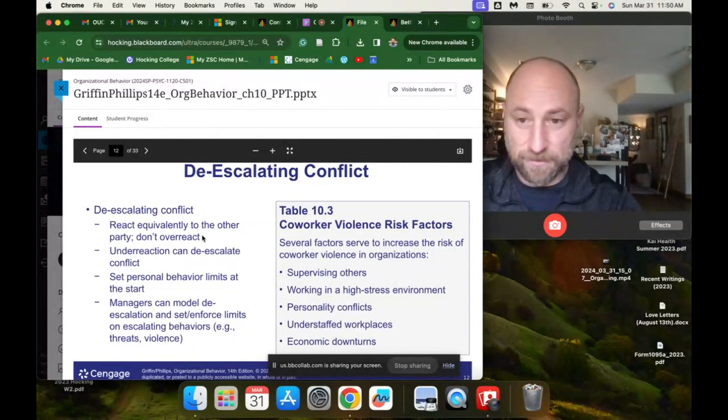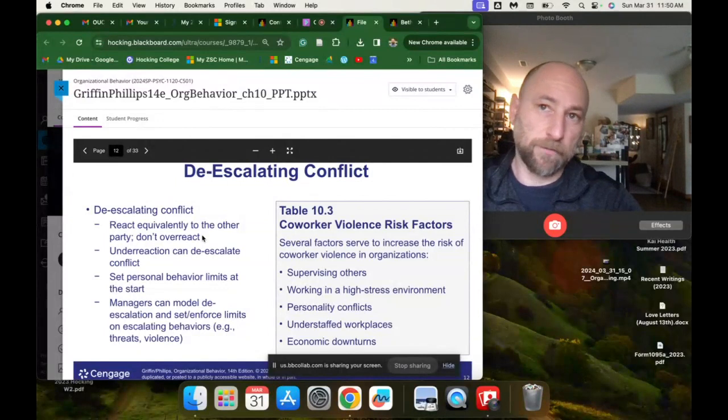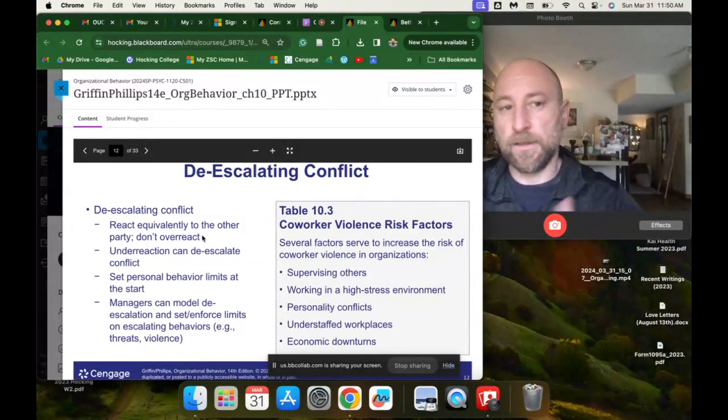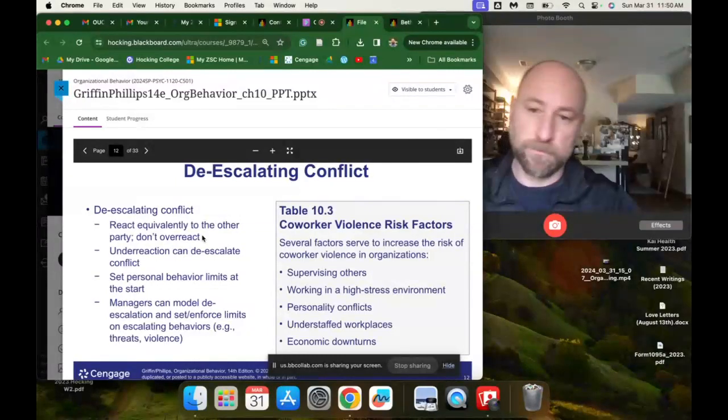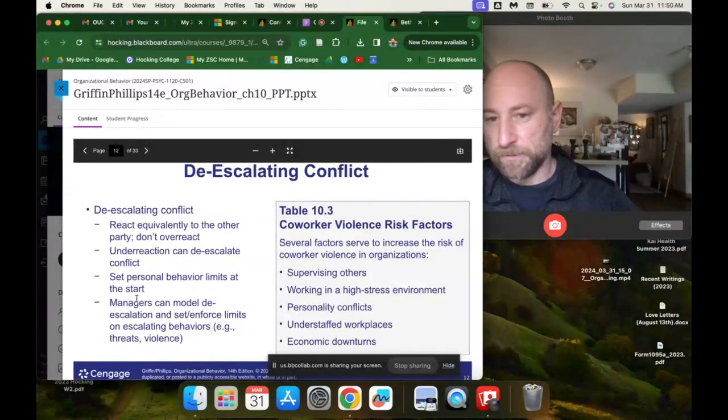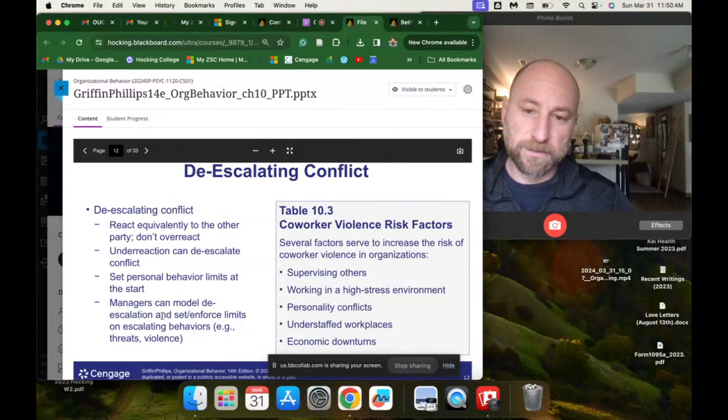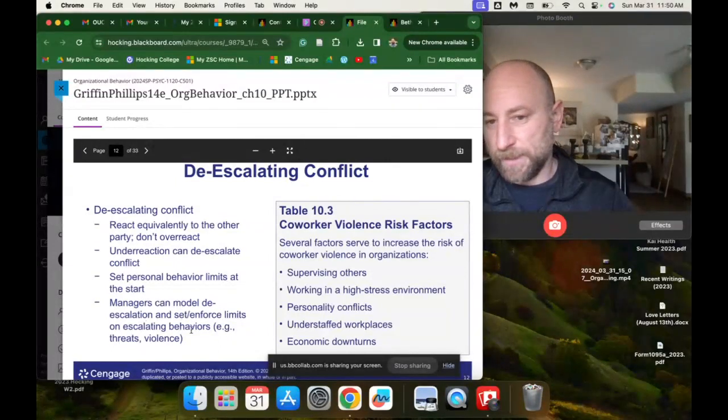But underreaction can de-escalate the conflict. We can set personal behavior limits at the start. Say like, look, I'm not going to raise my voice, and you can just leave the room and say, I'm going to communicate in a calm manner. I'm not going to raise my voice, or whatever limit you set. Managers can model de-escalation, set enforced limits on escalating behavior.